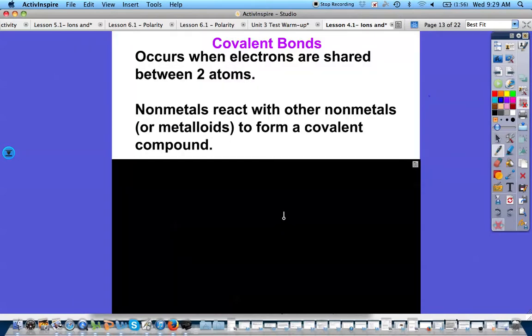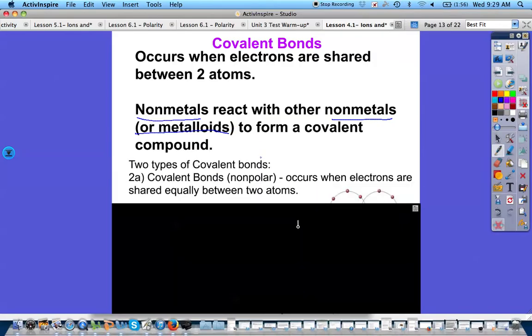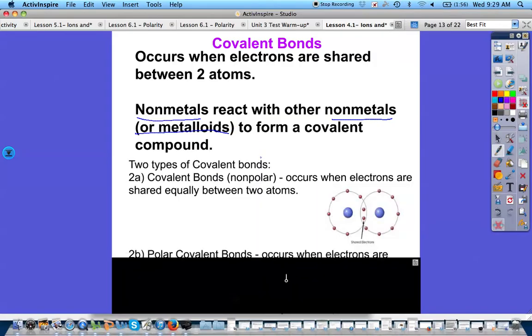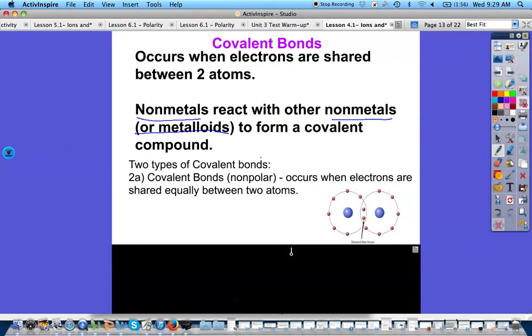In covalent bonds, electrons are shared between 2 atoms. The nonmetals react with other nonmetals, or they can also react with metalloids. They form a covalent compound. We have 2 types of covalent bonds, though. Covalent bonds that are nonpolar occur when the electrons are shared equally between the 2 atoms.